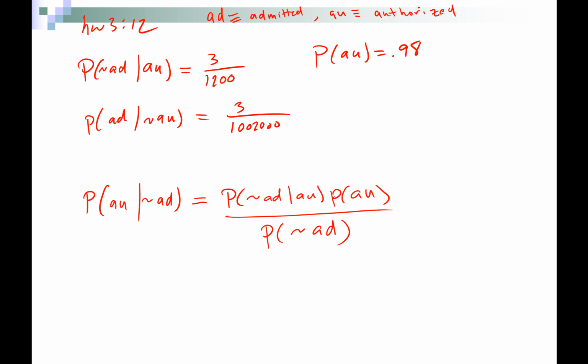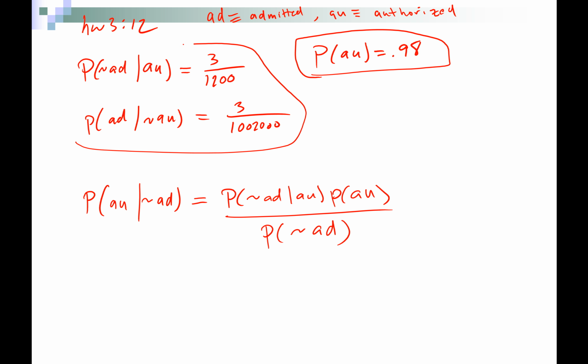Okay, so in other words, we know that something has happened. Somebody's not admitted. Given that event, that changes the universe. If we don't have that information, we know the prior probability of authorization is 98%. But now they've been denied. How does that 98% change? That's what we're asking here, and that's going to be based on how accurate the scanner is.